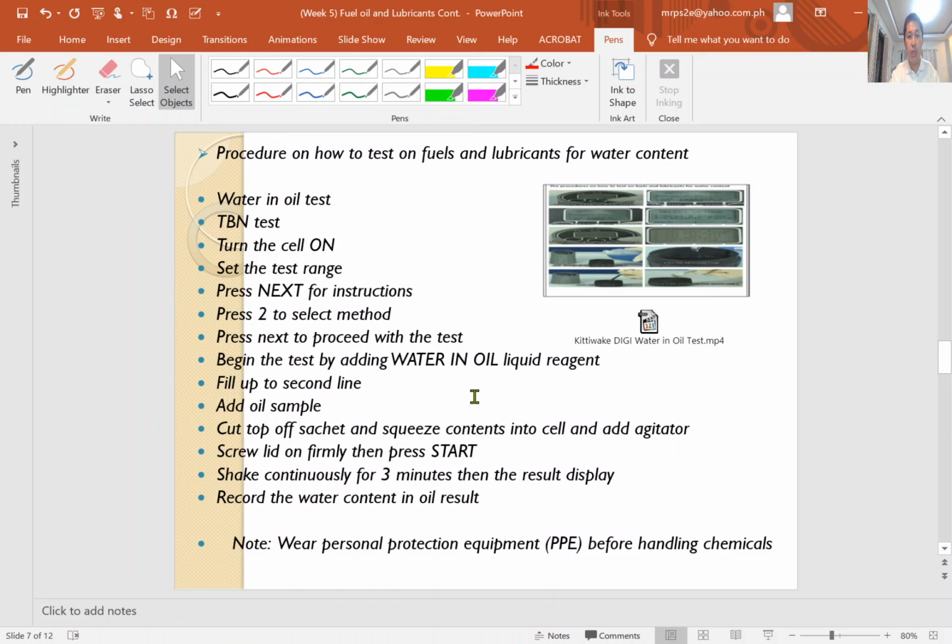Begin the test by adding water and oil liquid reagent. Fill up to second line. Add oil sample. Cut top of chassis and squeeze contents into cell and add agitator. Screw lid on firmly, then press start. Shake continuously for 3 minutes, then the result displays. Record the water content in the results. Note, wear personal protection equipment, PPE, before handling chemicals. So these are the procedures.